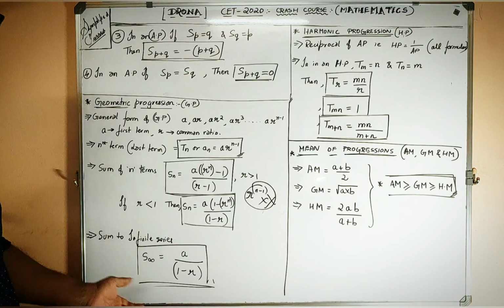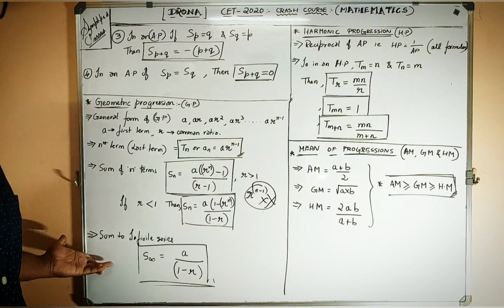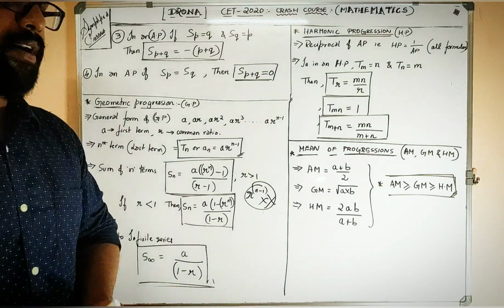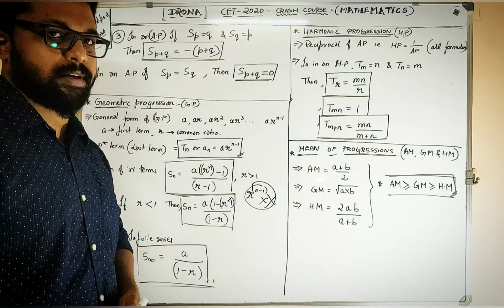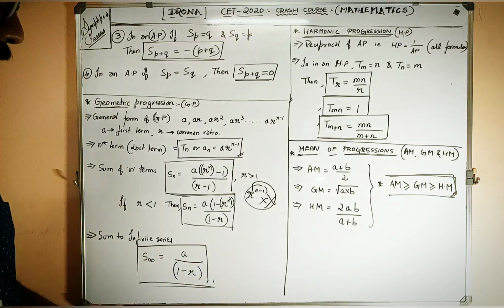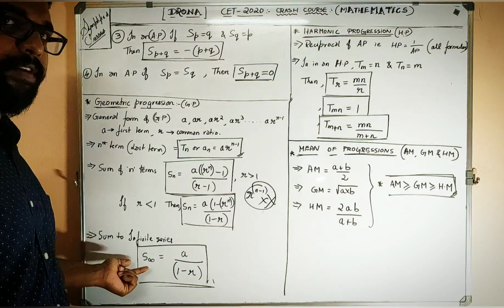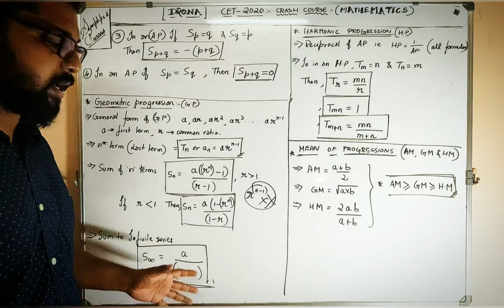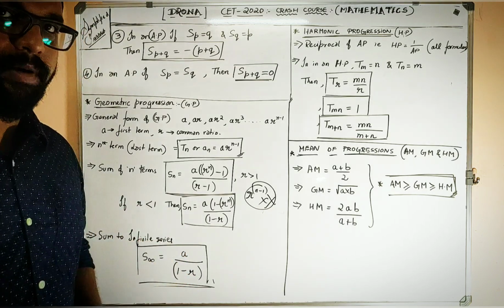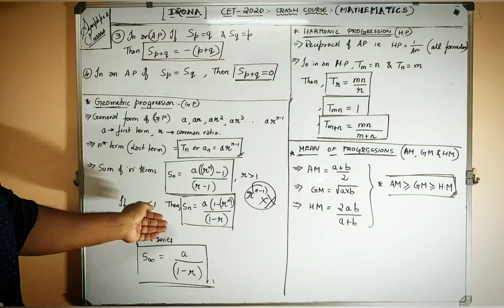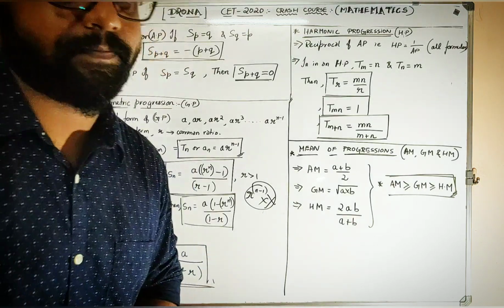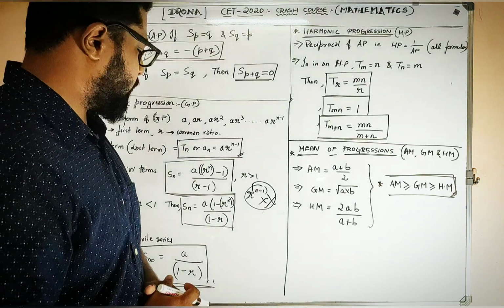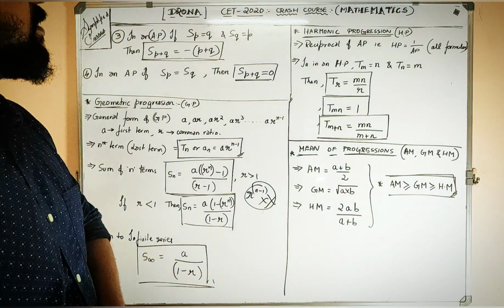Then there is one more thing, the sum of an infinite series, which mainly occurs when they ask you to find the sum when an unlimited number of terms are present. So S infinity, the sum of infinite terms, is nothing but A by 1 minus R. This is a direct formula, just remember it as it is. S infinity is equal to A by 1 minus R, that is the sum of infinite terms.